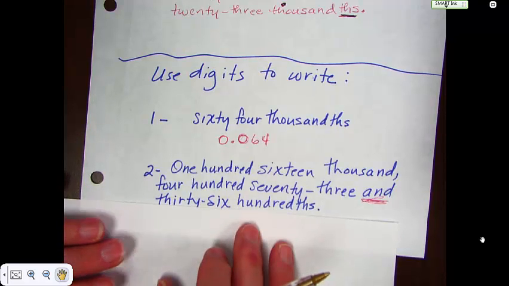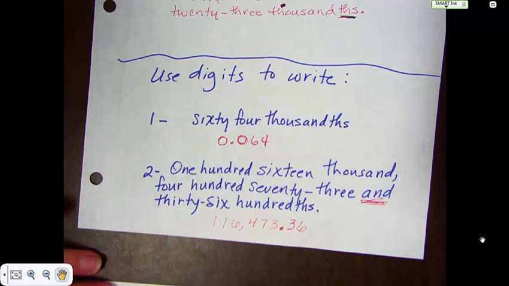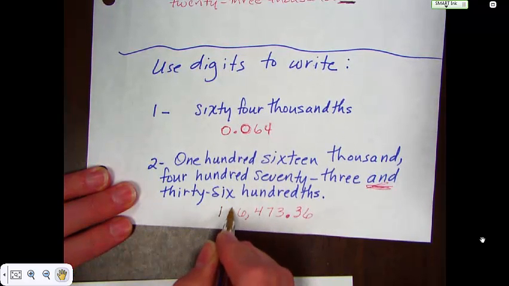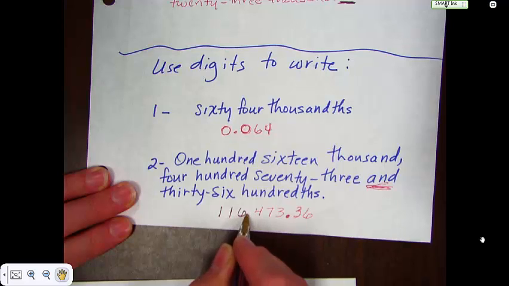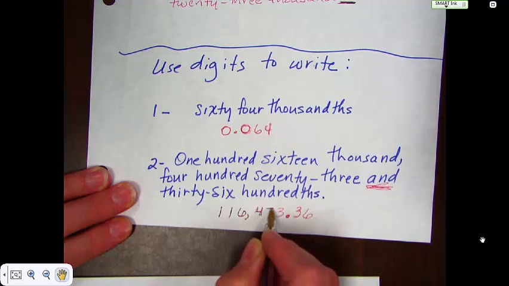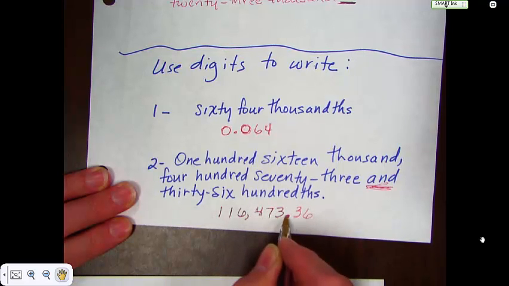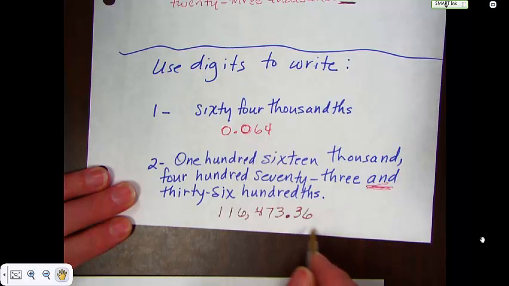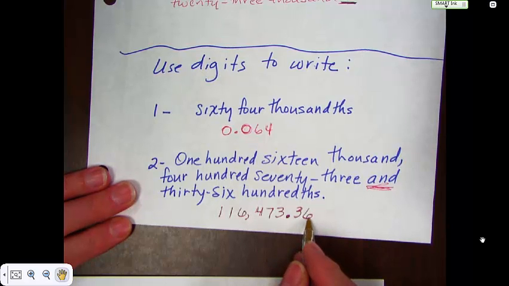And then the last one here is 116,473 and 36 hundredths. And of course I have it right down here. This is 116,473 and 36 hundredths. Hundredths is just the second decimal place, and therefore that 36 has to end there.